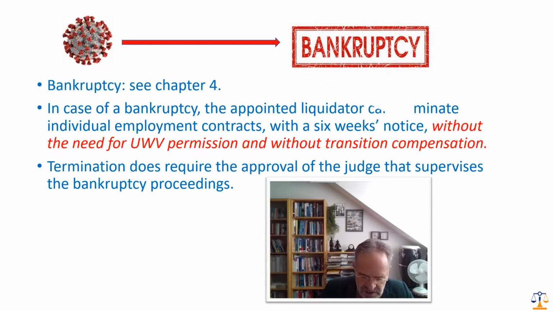The easiest way to terminate employment contracts is in bankruptcy. Yeah, but then you are bankrupt, of course. But in a bankruptcy, without having to pay any transition compensation, the receiver, the lawyer or accountant who manages the bankruptcy, can terminate without any permission being needed the employment contracts of the employees in the bankrupt company.